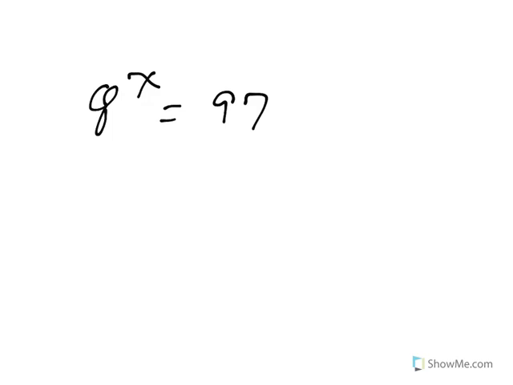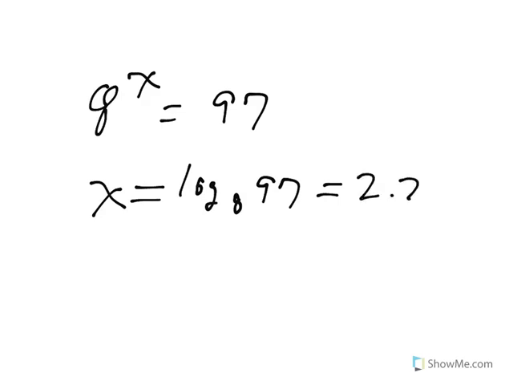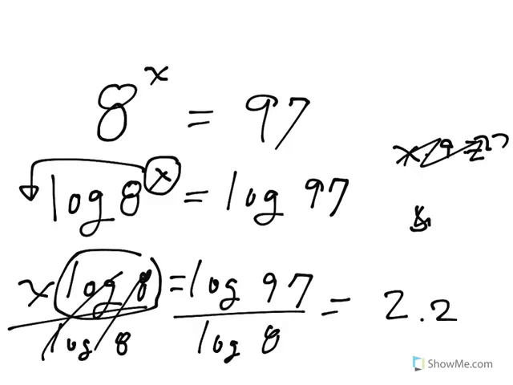If your calculator lets you do log to other bases, you could just write the answer right away. You'd say x equals log base 8 of 97. And if your calculator has a log base 8 button or a function for it, it would get the answer right away. But if it doesn't, if all your calculator has is a log base 10 button, this is the way you could do it.